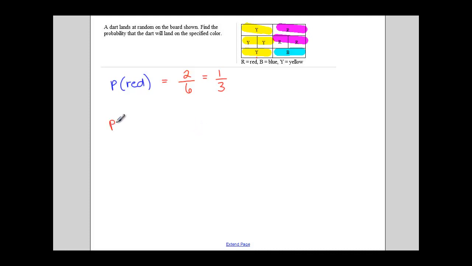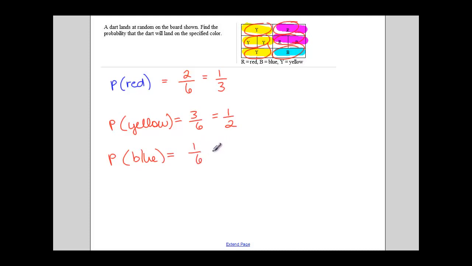I could do the same thing if I looked for the probability that the dart would land on yellow. If I look at these 6 equal parts, 3 out of the 6 rectangles are yellow, which would leave 1/2 of them being yellow. And your probability that the dart would land on yellow would be 1/2. What about the probability it would land on blue? We have 1 rectangle out of the total of 6 larger ones that is blue. So 1/6 would be the probability the dart would land on blue.